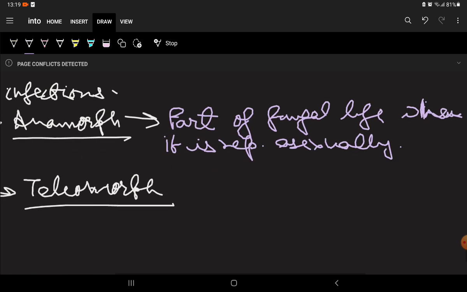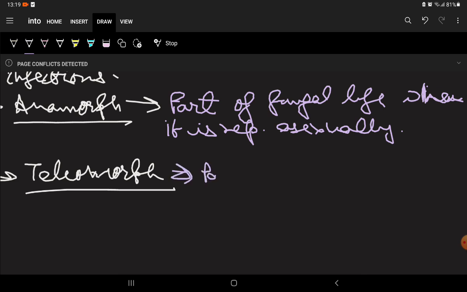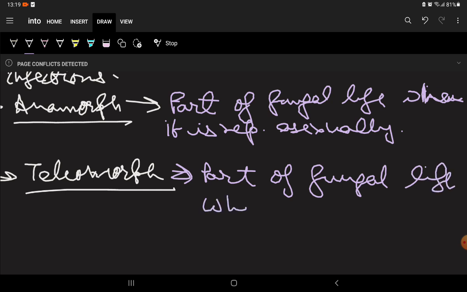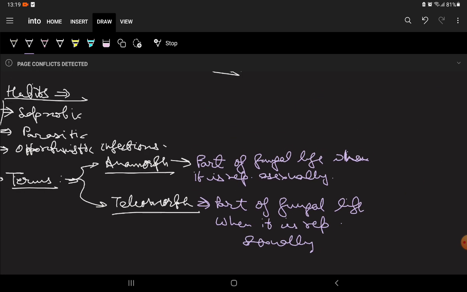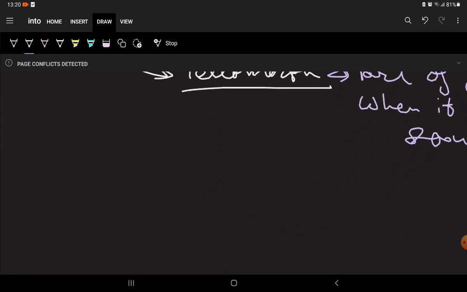And teleomorph is the part of fungal life when it is reproducing sexually. These are the two basic terms that are very important in relation to fungus.